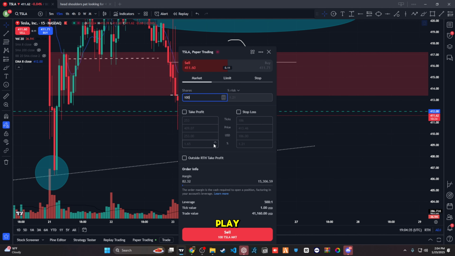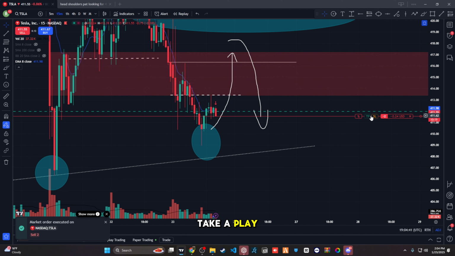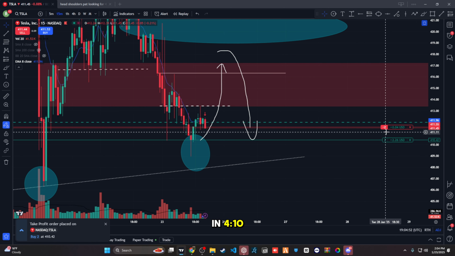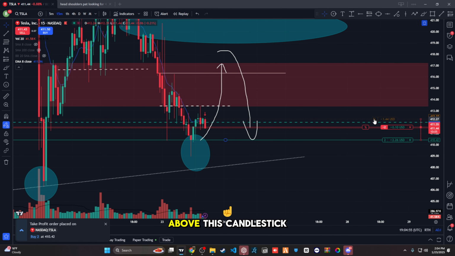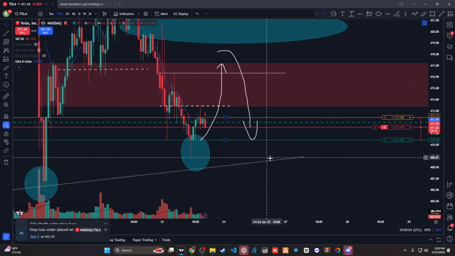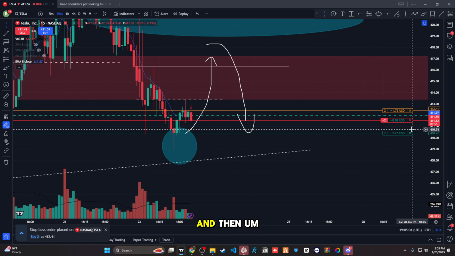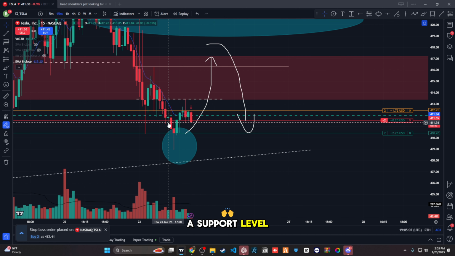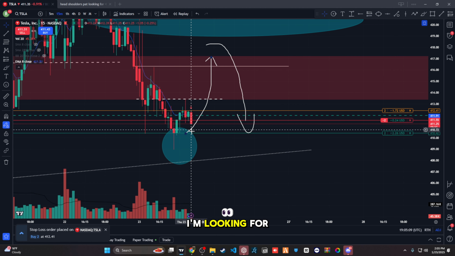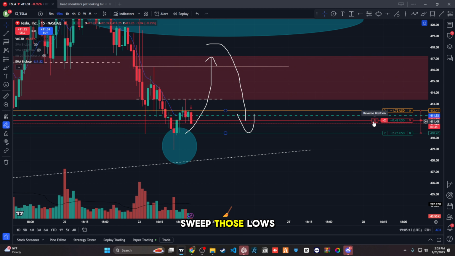So we can actually take that play on this paper trade. If you wanted to take a play, it's probably gonna come sell down into this level, down to 410. We'll put our stop loss above this candlestick, right? And then right there's a support level. That's where I'm looking to take profit, and that's what I'm looking for to see if price is going to sweep those lows and then go for a low.